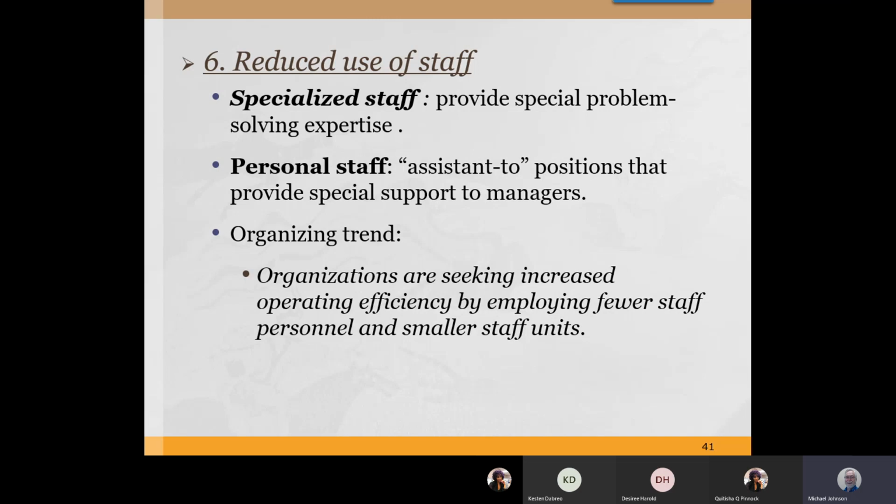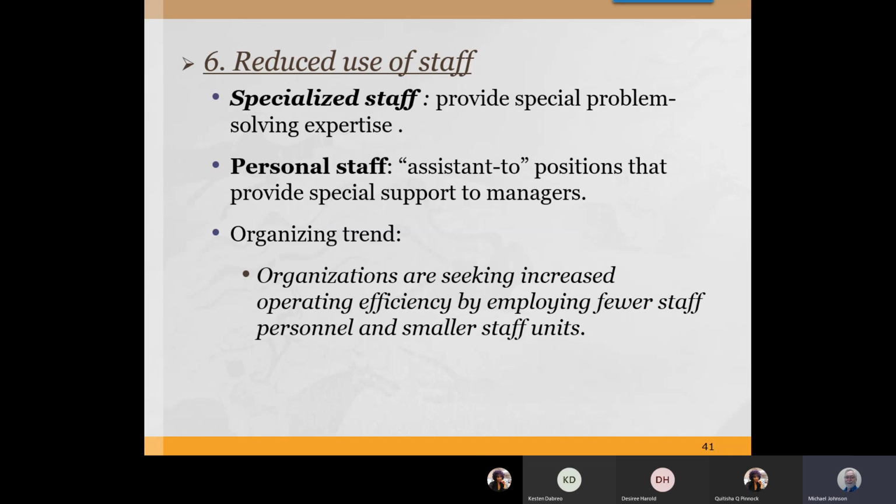Personal staff, once again, assist to, in other words, helping out, positions that provide special support to managers. There's an increase in this particular area simply because managers are finding themselves a little inundated and overwhelmed. So they often have to have assistance in one form or another. I think you probably noticed even at Trios, some people have moved around into these support type positions. Stephen, for instance, is now Uzma's assistant, and there's other changes that are taking place.